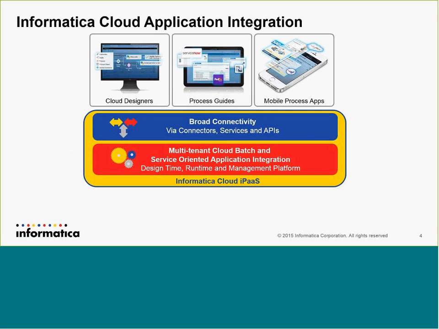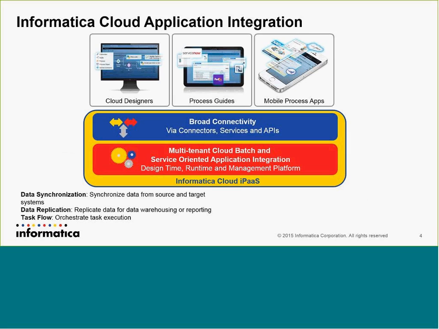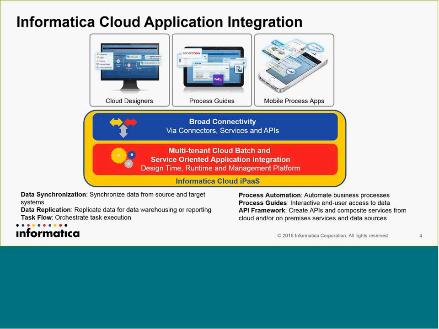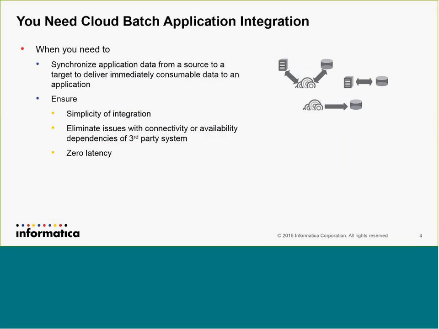There's a rich connectivity framework in terms of exposing connectivity to a variety of data sources, but also services and APIs. Core use cases include, as I suggested, data synchronization, data replication, and as you will find out in the next upcoming sessions, task flow, where we can orchestrate cloud tasks using the technologies we'll be talking about today. Process automation, process guides for interactive access to data and OData, and an API framework are all provided with cloud application integration. So let's talk about some use cases.